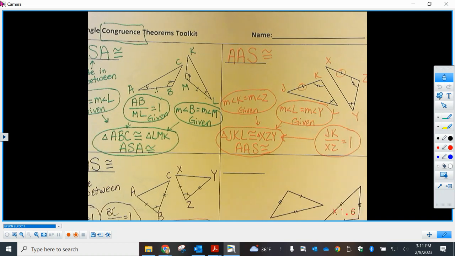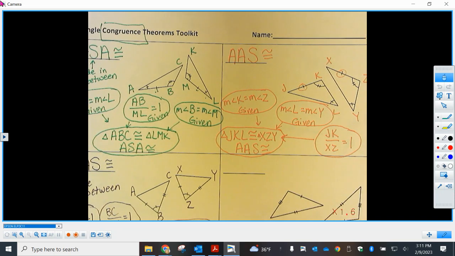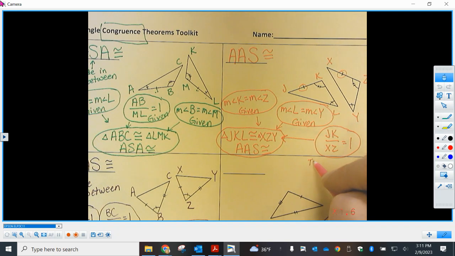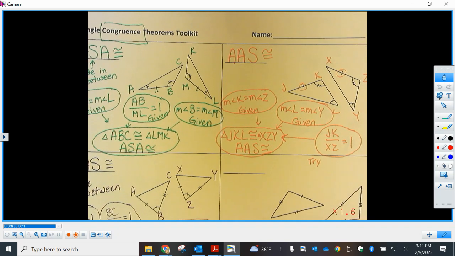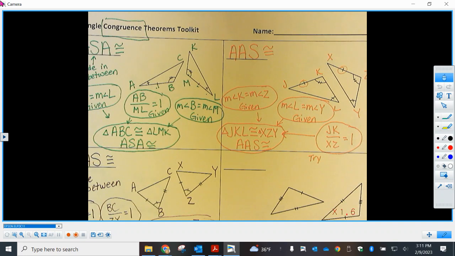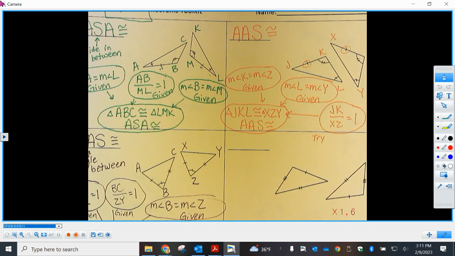So far, all these have three bubbles, okay? Give this a try. I will take a look at it. And then we will hit up the bottom two the next time I see you.